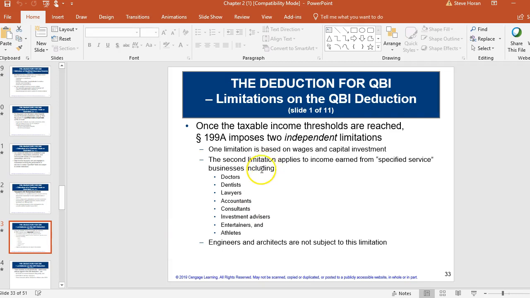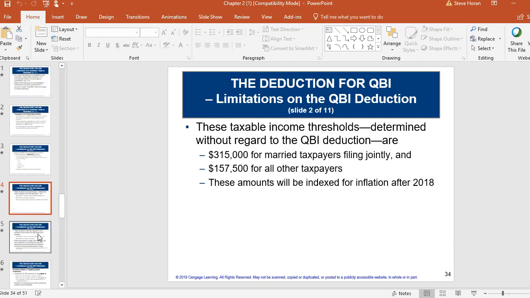So here are the limitations. Two independent limitations. One is based on wages and capital investment. The second one is what kind of services are being provided in the business. So you can see a lot of service industries, doctors, dentists, lawyers, accountants, consultants, investment advisors, entertainers, and athletes don't get this. Engineers and architects, though, do. Why? Who knows, right? You've got to read the mind of a congressman, and nobody wants to do that. And you can see again, they show us the number of limitations right there.